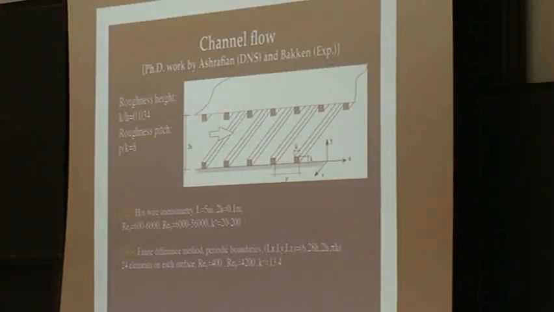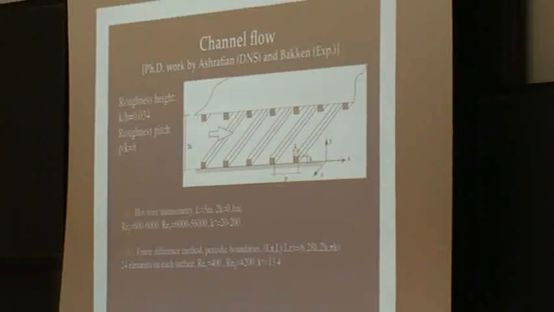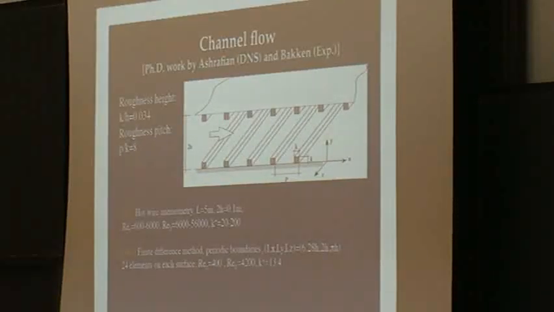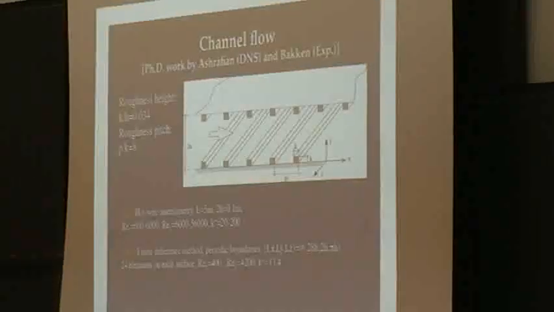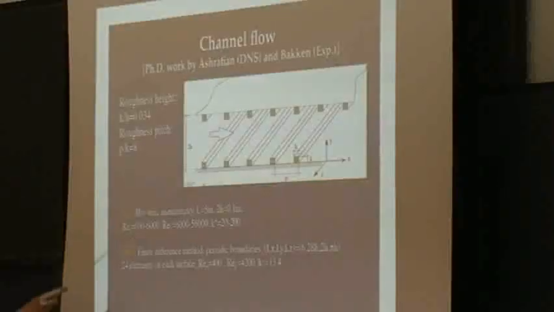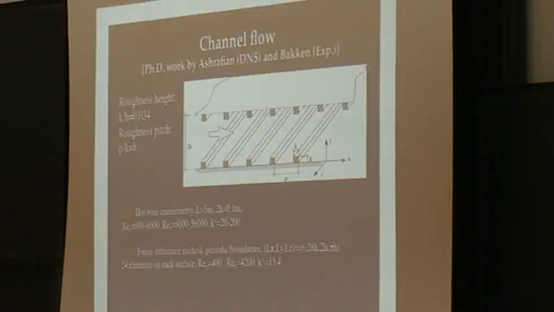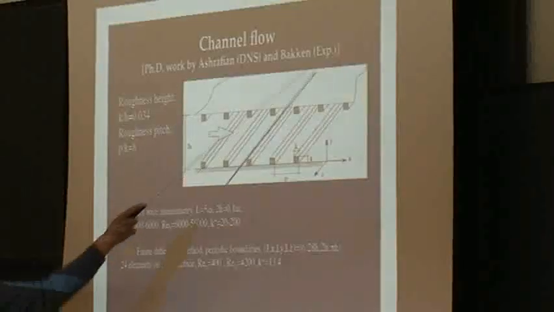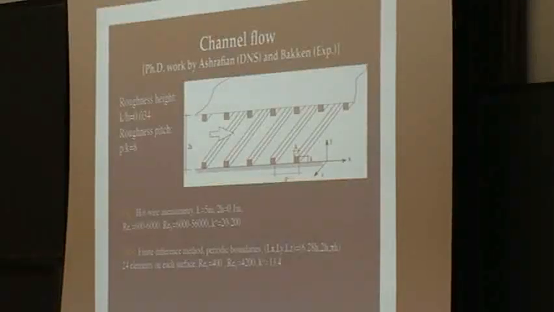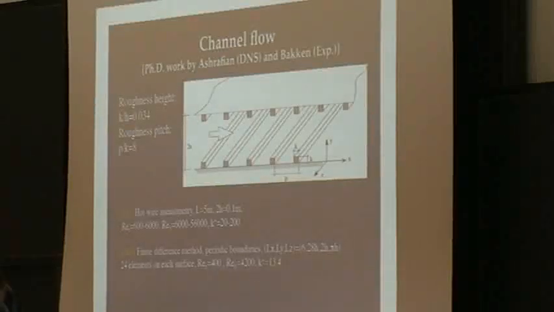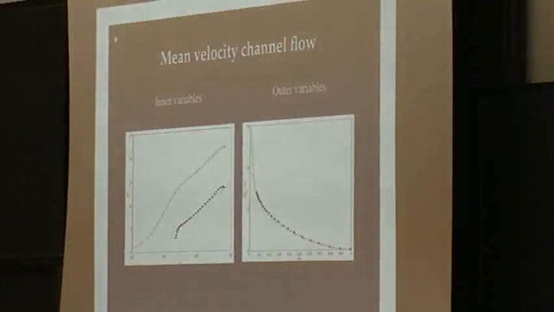I'd like to show then some results for roughness effects from channel flows and boundary layers. This is a two-dimensional channel flow which we designed so that it should be very easy to define the geometry, and it should be possible to do the calculations both with the DNS and do experiments on the same geometry. And many of you have seen these results before.